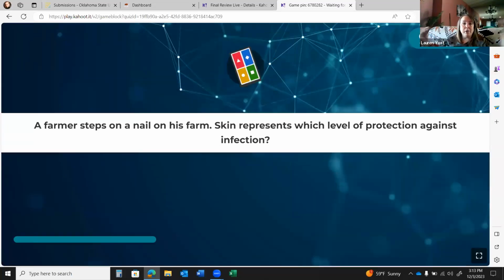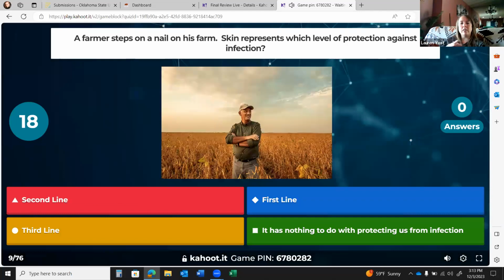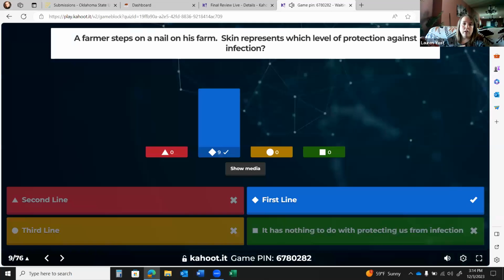A farmer steps on a nail on his farm. Skin represents which level of protection against infection? Yeah, it's the first line.